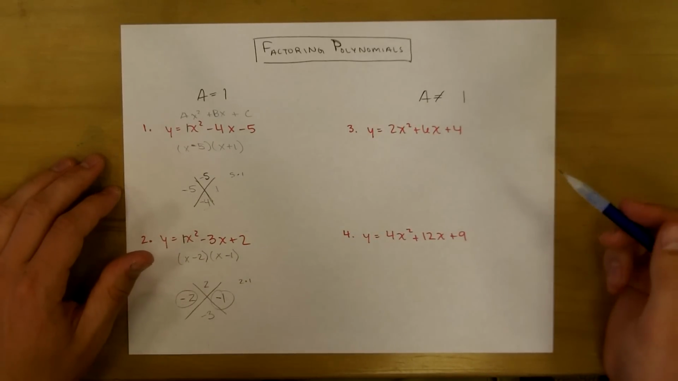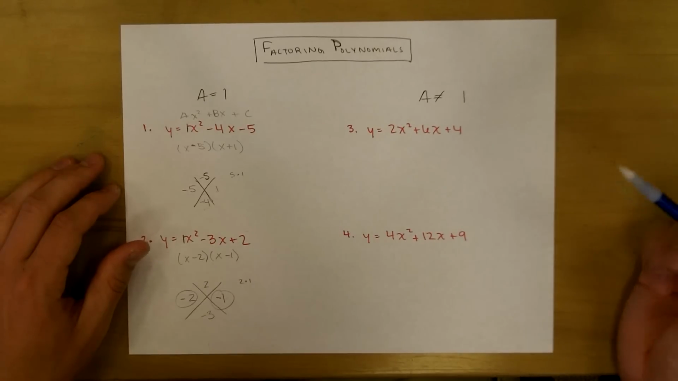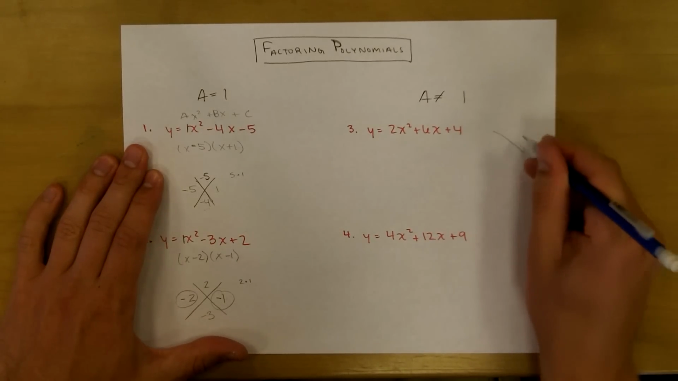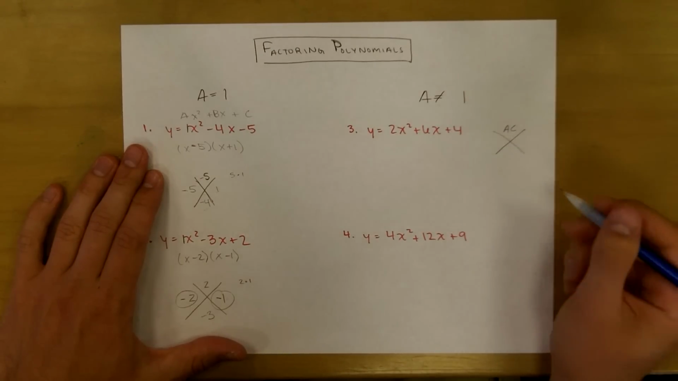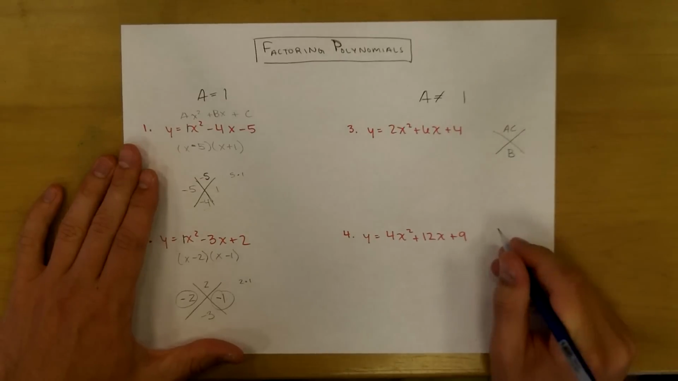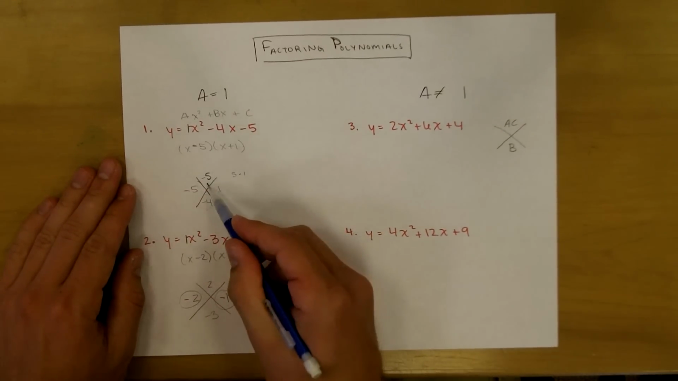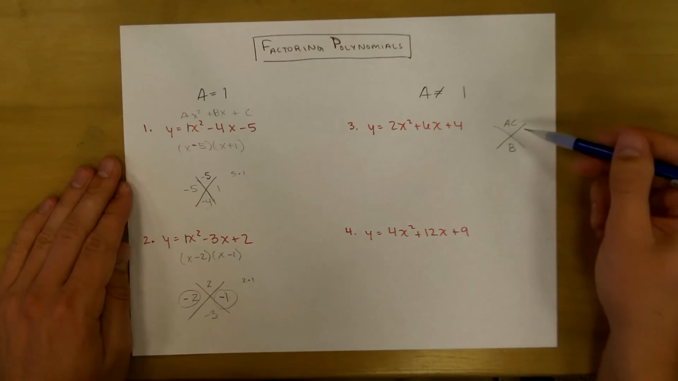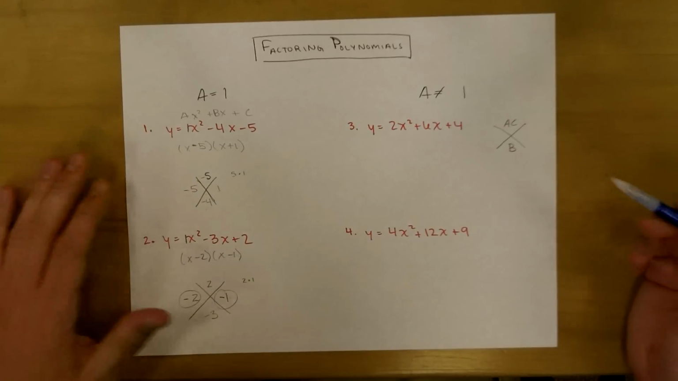But what happens when a isn't 1? Here a is 2. How do we do that? Well, it's the same diamond method, just a little bit of an extra step. The diamond method actually is taking a times c, putting that on the top, and b is going on the bottom. Over here, we were taking negative 5 times 1, it's just negative 5, so that a value didn't really matter. Now it is going to, since that a value is not 1 anymore.